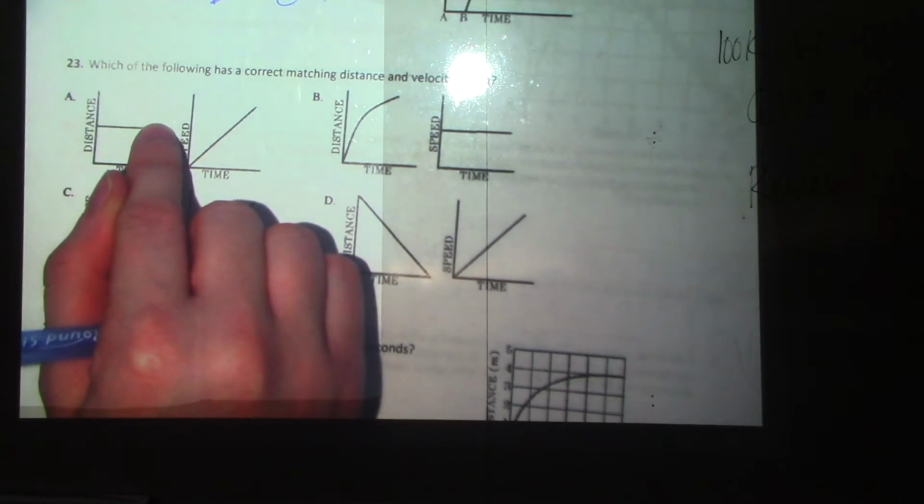We want matching distance graphs. So distance flat would actually be at rest. You'd have to have a speed of 0, so that's not it. This one is slowing down because it's getting flatter, so I would need my velocity to go down, so it's not this one. This one is getting steeper, which means it's speeding up, so I need my speed to be going up, so that works. This one would be constant velocity backwards, which means my speed would be constant, would just be negative, so not that one.